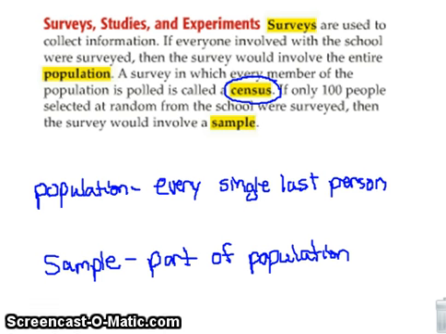But we'll start. Surveys are used to collect information. If everyone involved with the school were surveyed, then the survey would involve the entire population. A survey in which every member of the population is polled is called the census. And then if only 100 people are selected at random from the school and were surveyed, then the survey would involve a sample. So the two things that I want you to write down for sure are that the population is every single last person.